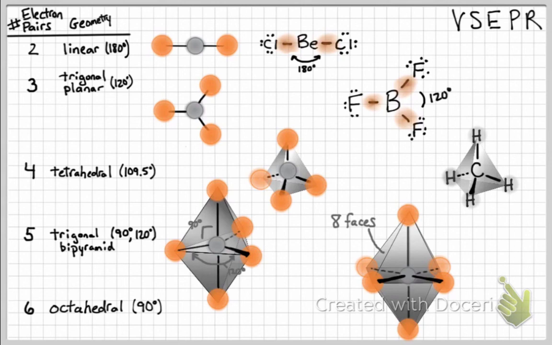So I encourage you to practice drawing these shapes as much as possible, these geometric arrangements, and we'll talk more about how to convert Lewis structures into these geometric shapes and more shapes based on them in one of the upcoming videos.